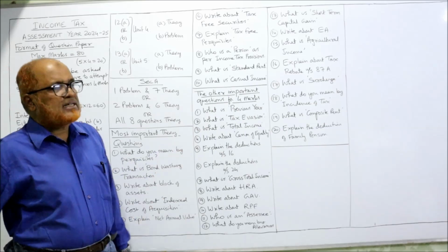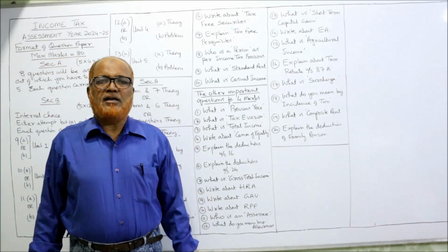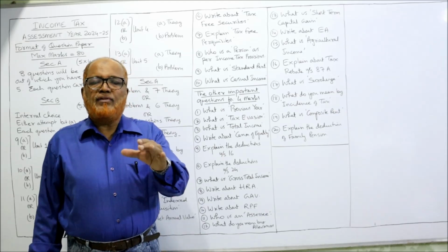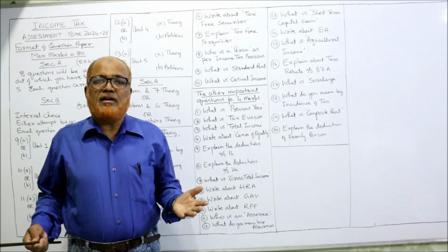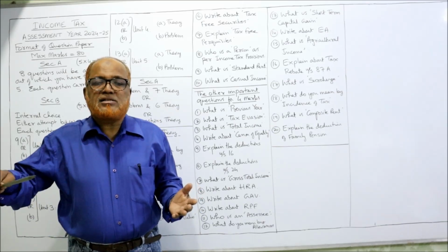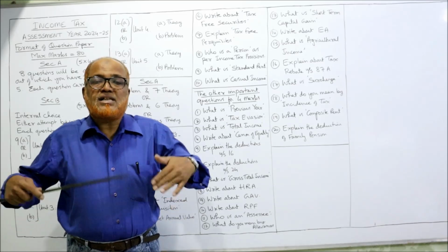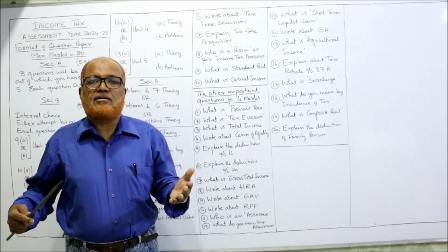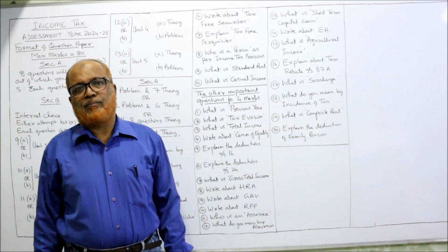Next comes what is casual income. Unexpected income, or an income which is received with a chance element. All of a sudden, it is not a recurring income, it's non-recurring. If the income arises suddenly, with a chance element, that is called casual income.